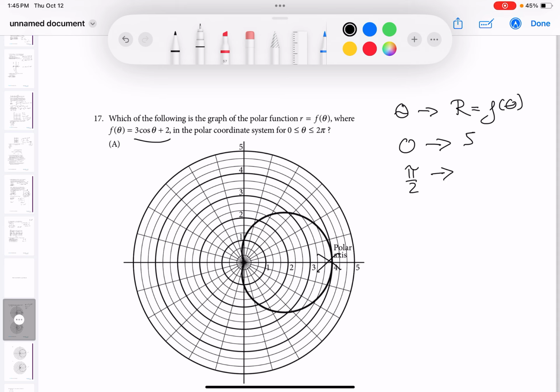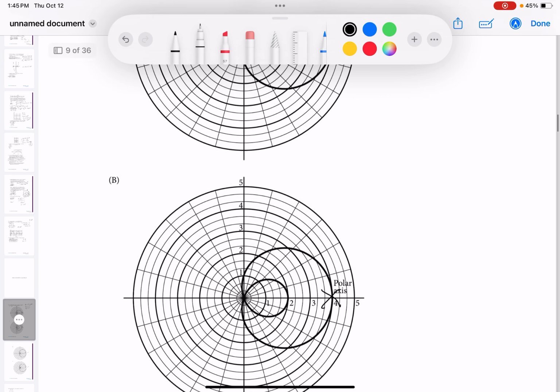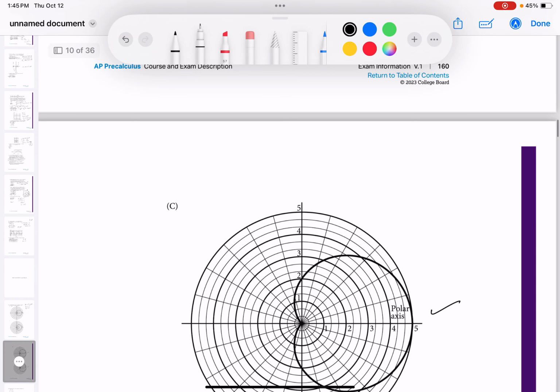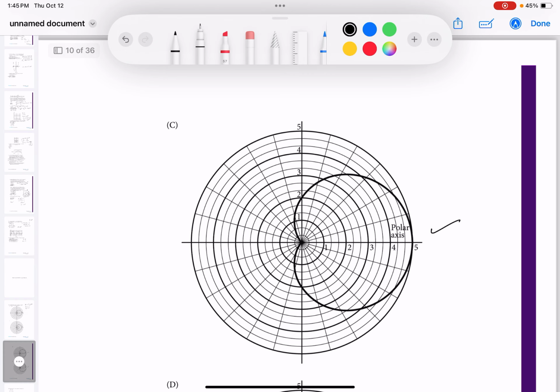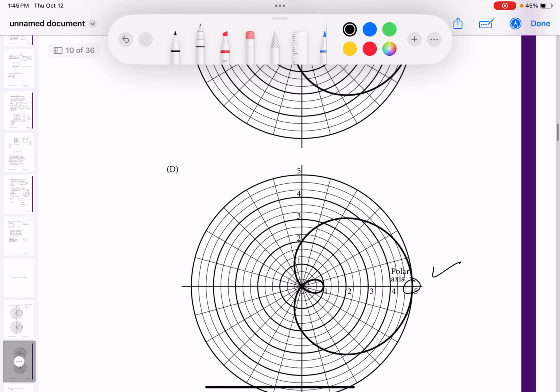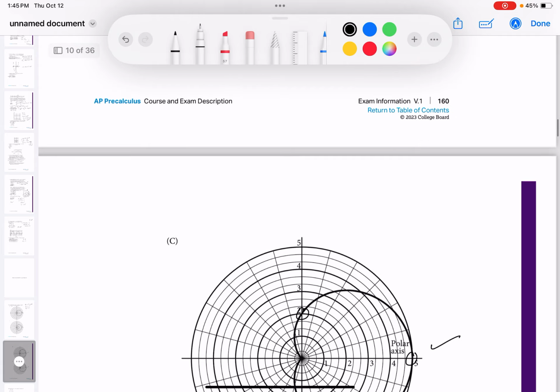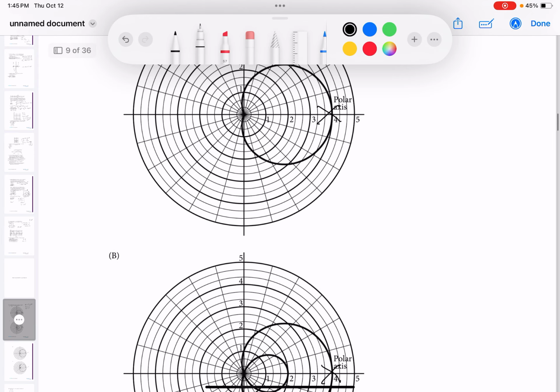And if I go to pi over 2, my question is, where would I go? So the cosine of pi over 2 is 0. So I'd go to 2. All right? Let me make sure I did that right, by the way. Cosine of pi over 2 is 0. Yeah, I go to 2. So let me see if that's true. Well, I see the 5 there. I see the 2 there. So both of these are still in the running. So let's keep moving. Let's see what happens next.